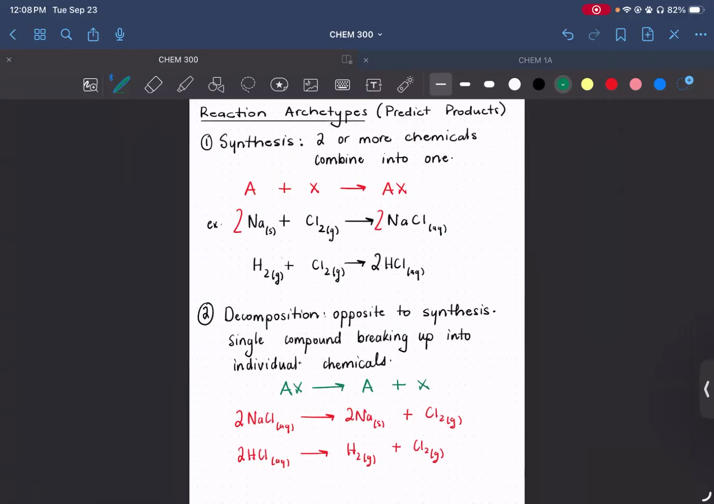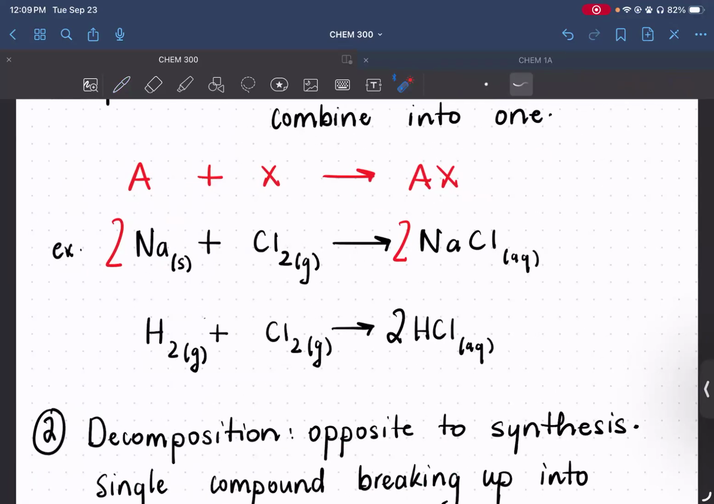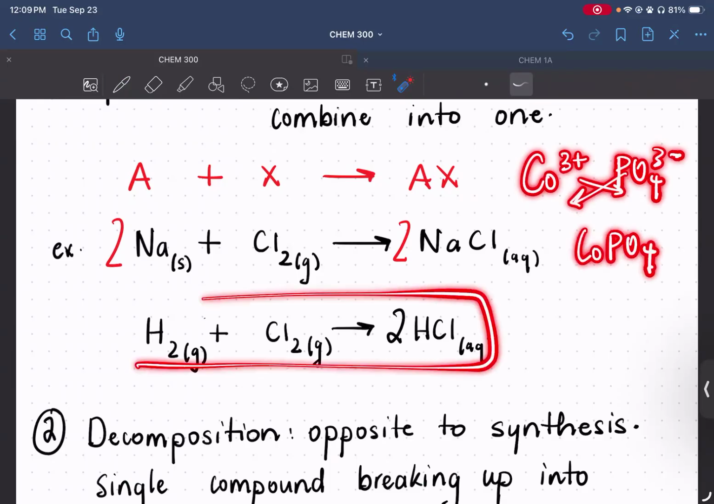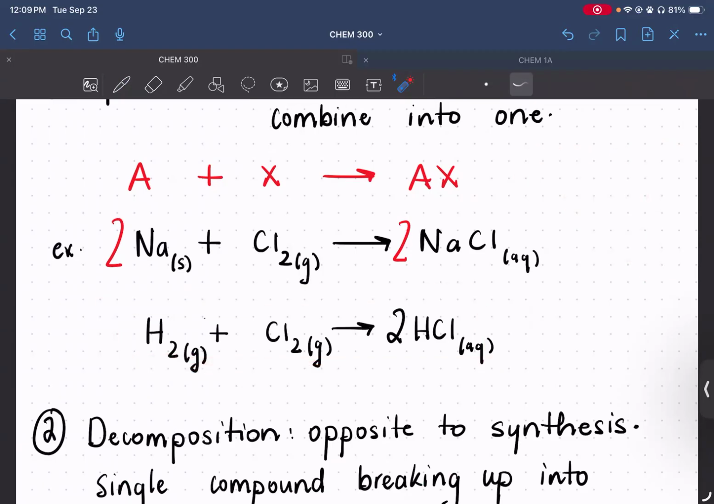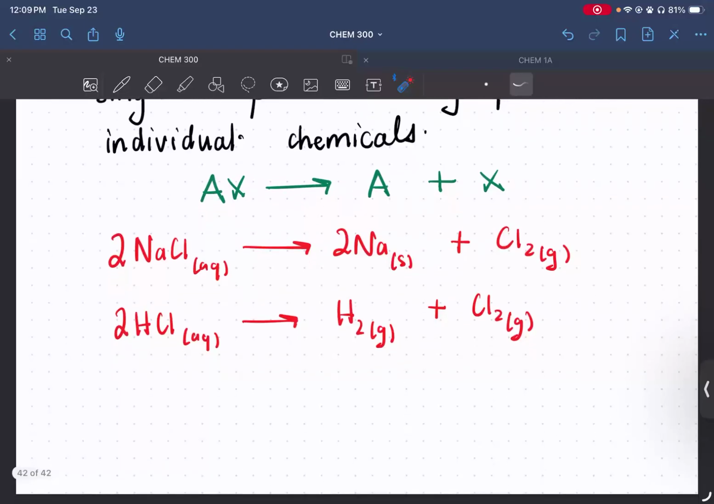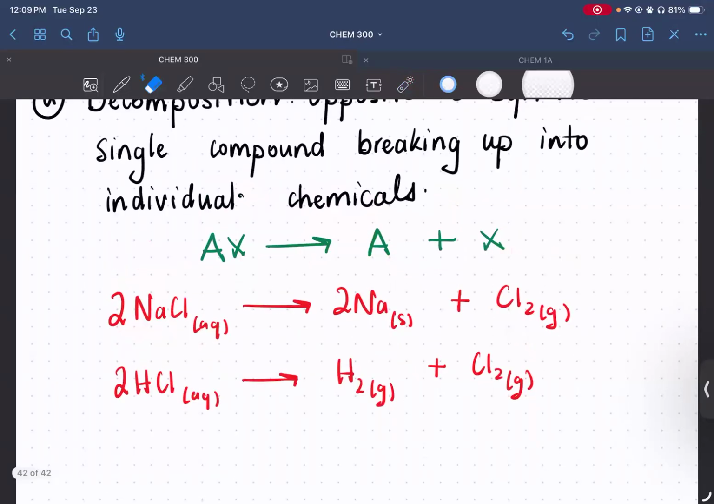These two should be the most intuitive of the bunch. This is very similar to a lot of things we've seen so far. If you recall, when we covered nomenclature, we talked about, for example, what's the molecular formula that results between Co3+ and PO4 3-, cobalt and phosphate. Of course, we would crisscross, and that leads to cobalt phosphate. This is just simply another way of writing that. Each element comes together to form a compound. In the case of decomposition, that compound then breaks up into its respective pieces.